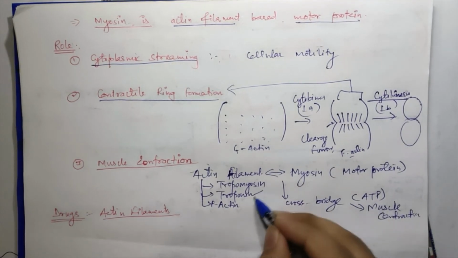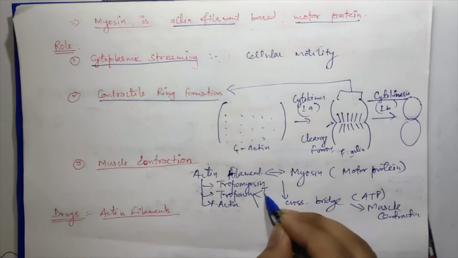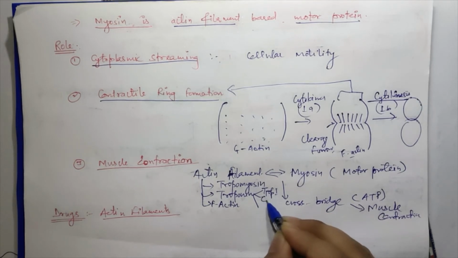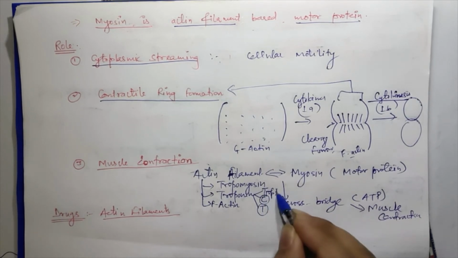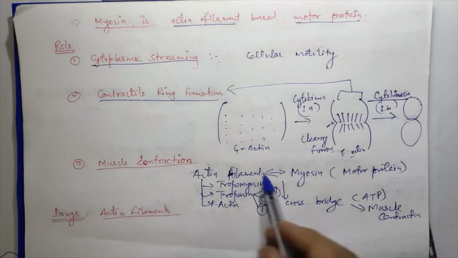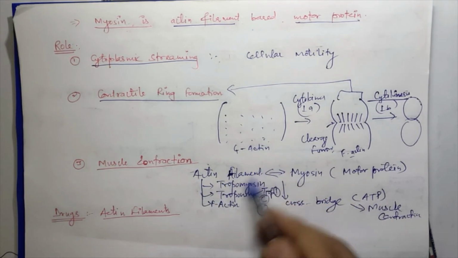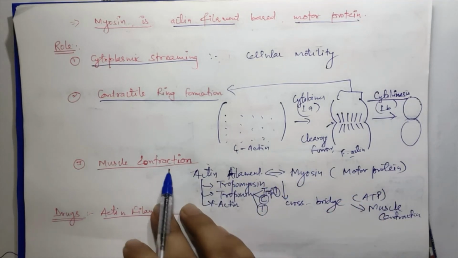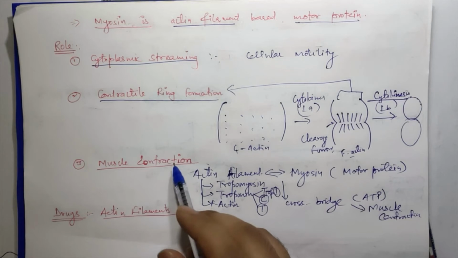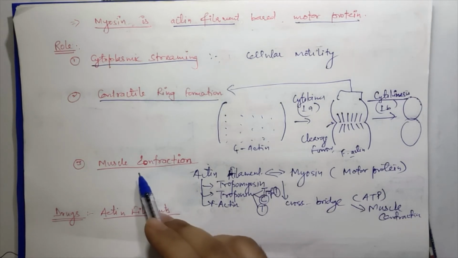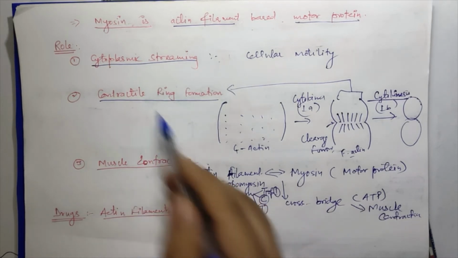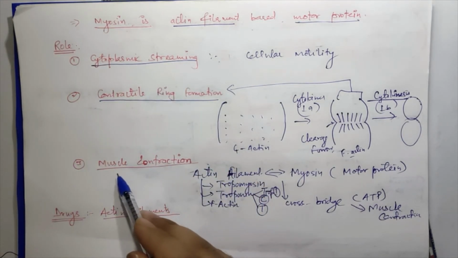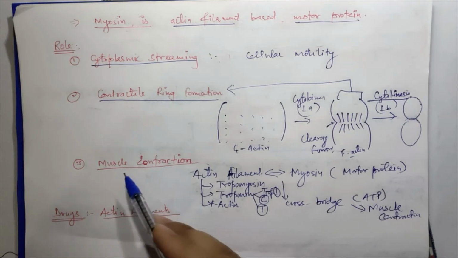And there are three different types of troponin: troponin I, troponin C, troponin T. I will explain these different types of actin filaments and their composition in my subsequent lectures. But here, briefly restricting to the roles of microfilaments with respect to actin and its association with motor proteins, it is muscle contraction. So they ultimately help in muscle contraction.